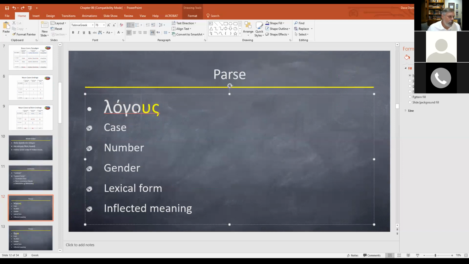So here we've really got three parts. We've got the root, log. We have the stem ending, which is the omicron. So the stem is actually logo. And then we have the case ending, which is the upsilon sigma. This case ending tells me it's accusative. So when I do my parsing, I'm going to say, make sure I'm in English here. It's going to be accusative. It's plural.